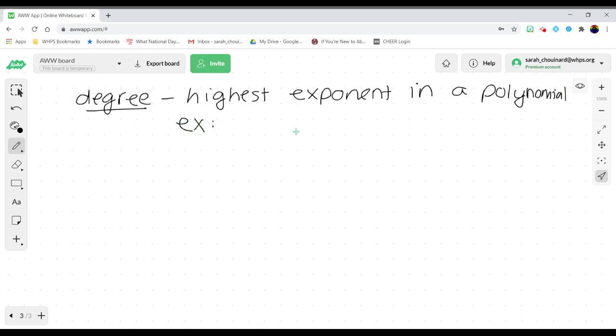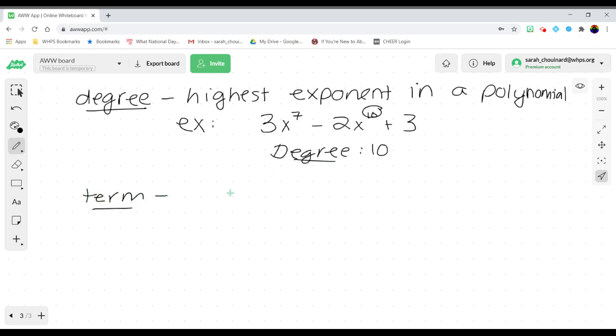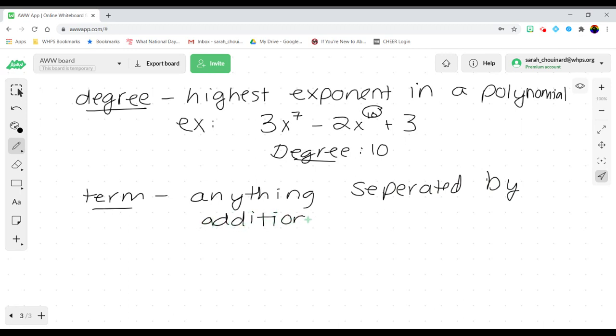So for example, if I had 3x to the 7th minus 2x to the 10th plus 3, the highest exponent is 10. So we would say that this is degree 10. Term is another vocab word we're going to use. A term is anything separated by addition or subtraction.